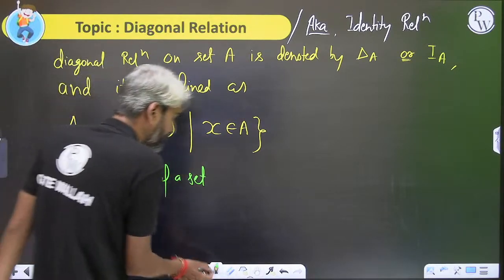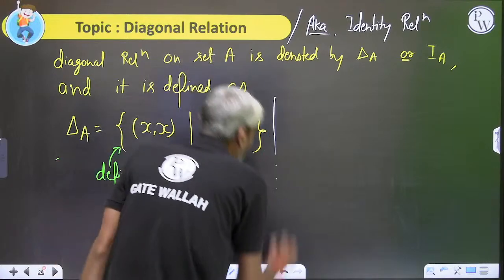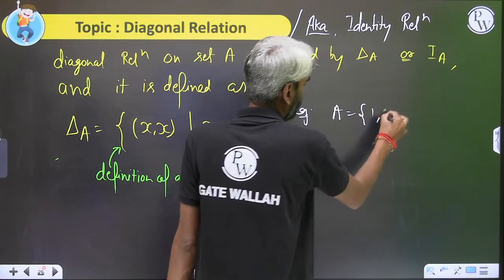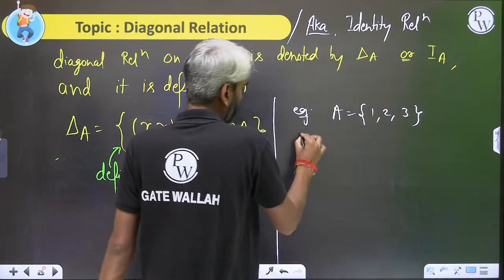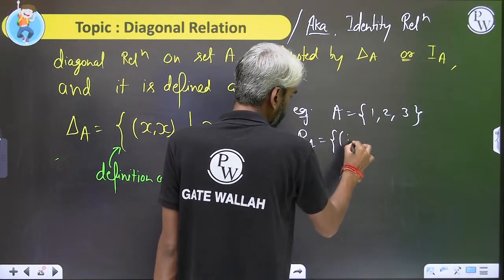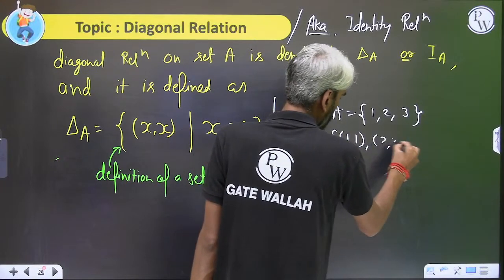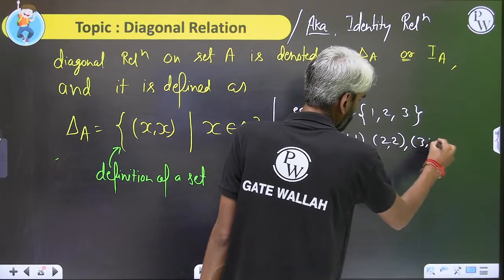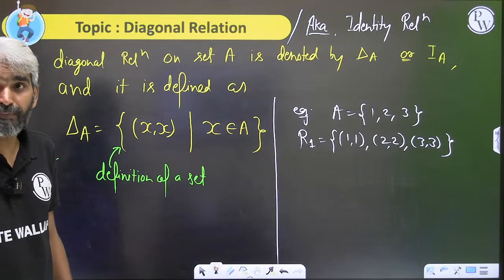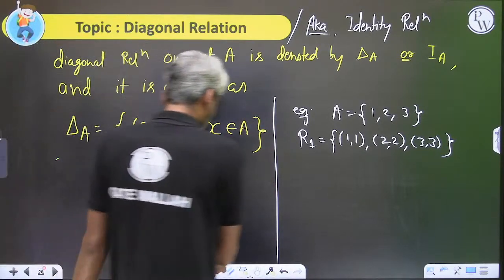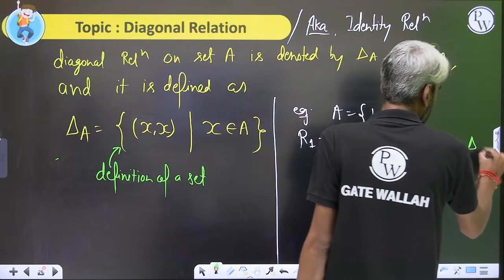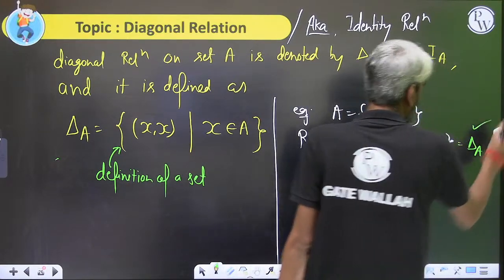Let's try to understand with the help of an example. If I have A equals {1, 2, 3}, and let's assume R1 is {(1,1), (2,2), (3,3)}. So all diagonal ordered pairs are present. Yes, so this is a diagonal relation.